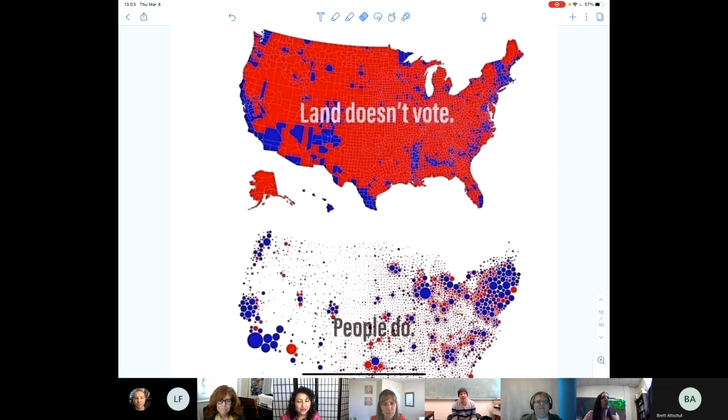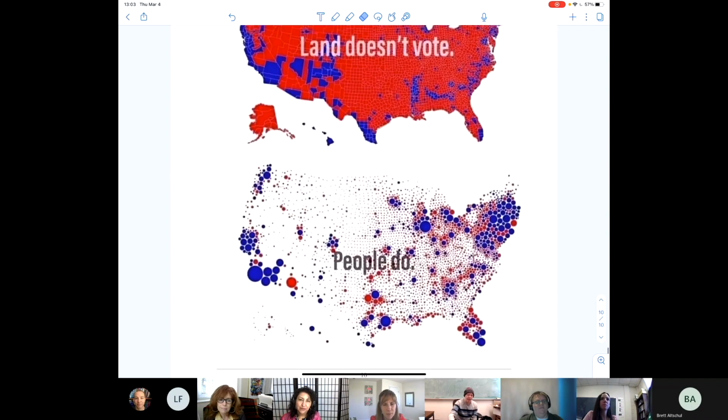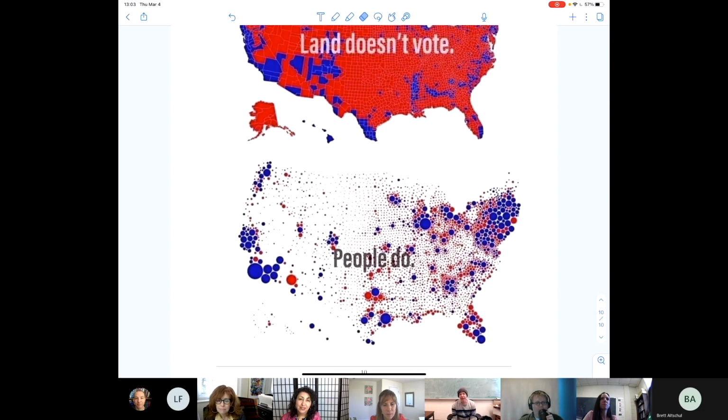The top map is showing counties that voted Republican versus counties that voted Democrat, but then people vote, not land. And this represents people. And these are different ways of representing the same type of data.